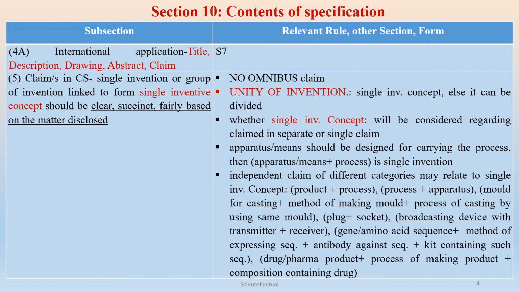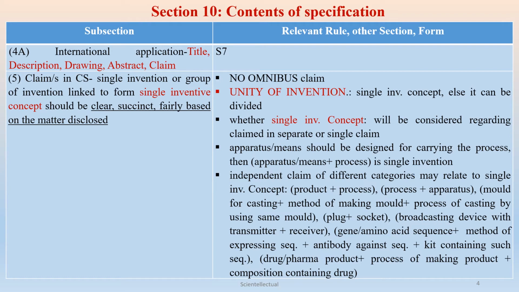Subsection 5 under Section 10. The claim or claims in the complete specification should maintain single invention or group of invention linked to form single inventive concept. The claims should be clear, succinct, and fairly based on the matter disclosed. There should not be any omnibus claims.